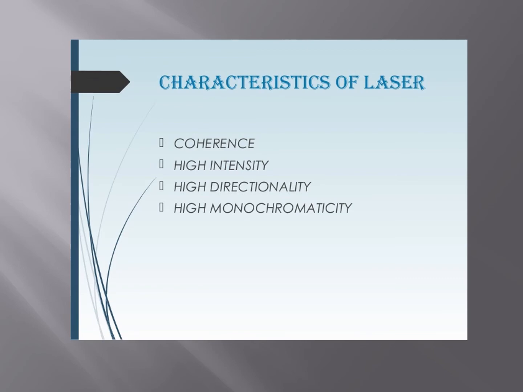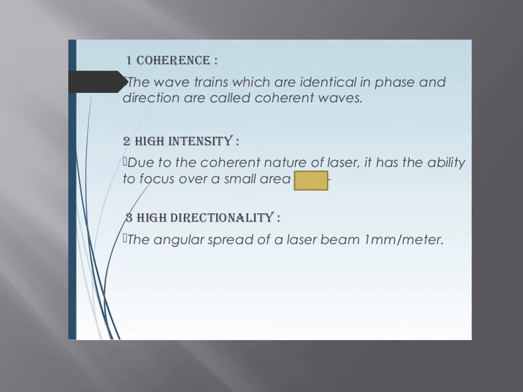Let us see the characteristics of laser. The first ones are coherence, high intensity, high directionality, and high monochromaticity. What is coherence? The wave trains which are identical in phase and direction are called coherent waves. High intensity: due to the coherent nature of laser, it has the ability to focus over a small area and hence the intensity is very high. High directionality: the angular spread of a laser beam is 1 mm per meter.